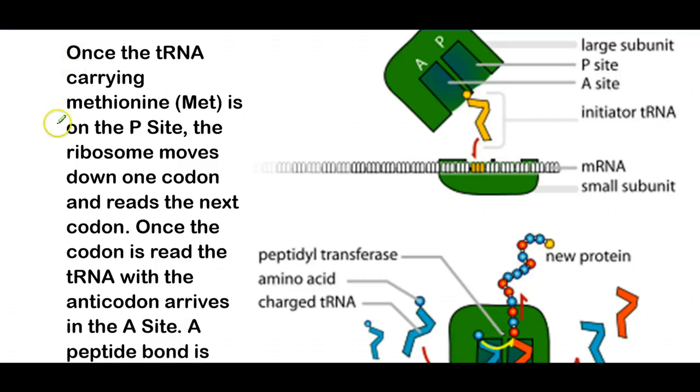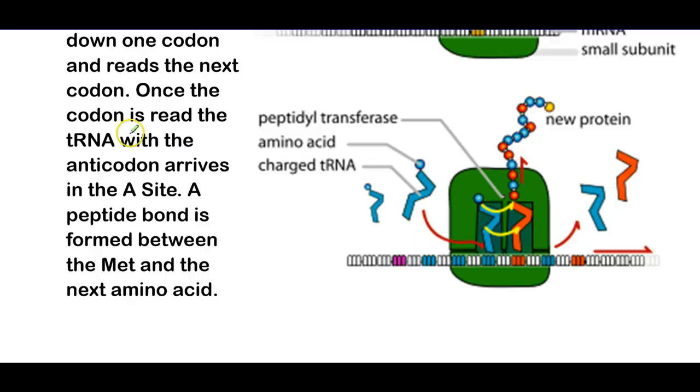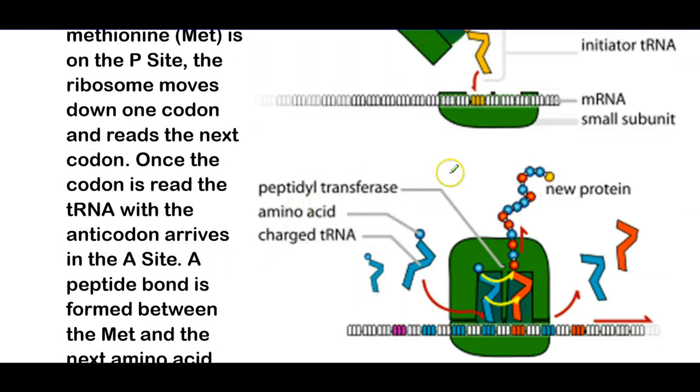Once the tRNA carrying methionine is on the P site, the ribosome basically just slides along the mRNA and reads each codon at a time. And once the codon is read, the tRNA with the anticodon arrives at the A site and it delivers its amino acid. So this is the continuous process of what's happening. You can see here's methionine. This would be methionine here. It's opposite to our last diagram. So methionine is our start codon. It comes in, it stays in the P site the whole time, and it houses the growing polypeptide chain. And the A site is where the new tRNAs come in just to deliver their amino acids that belong there.